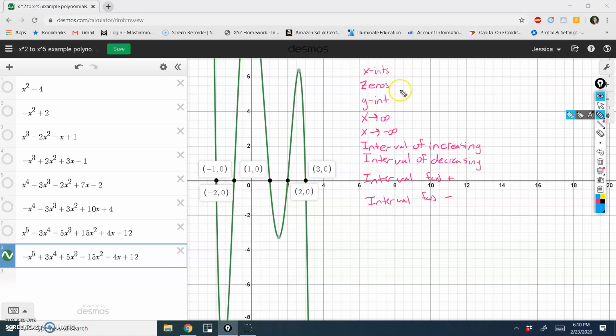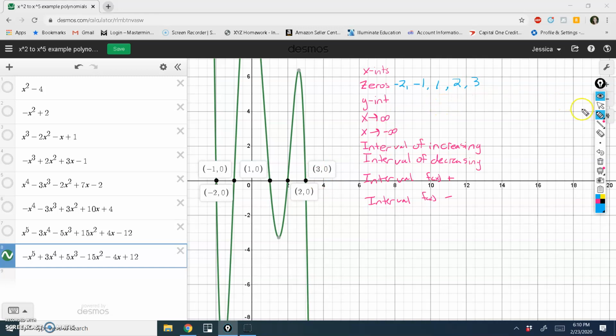But again, the zeros here are just the x-coordinate of the x-intercept. Zeros are, if we plug these numbers in for x, they would create a 0. In other words, the whole thing would zero out. So our zeros are -2, -1, 1, 2, and 3. Those are all the zeros for this particular polynomial.